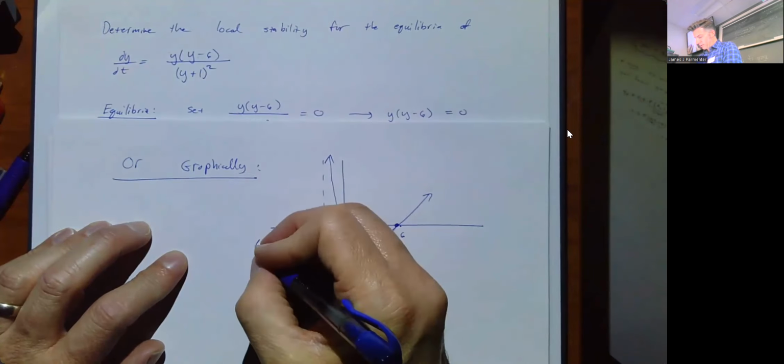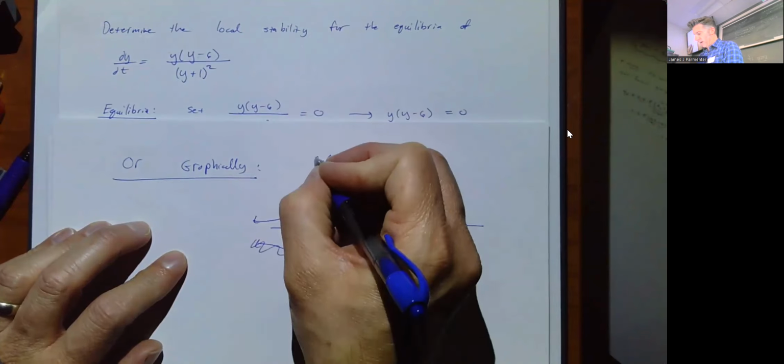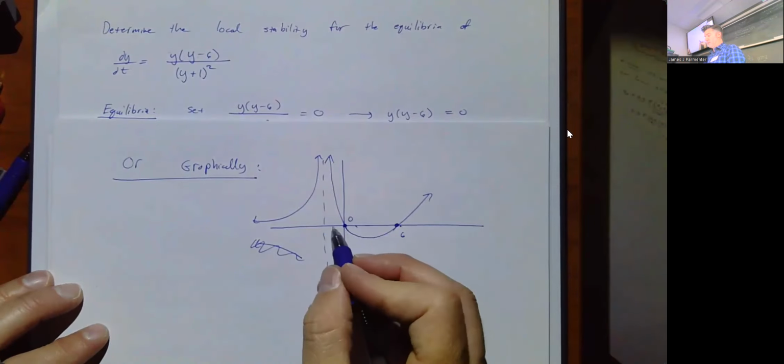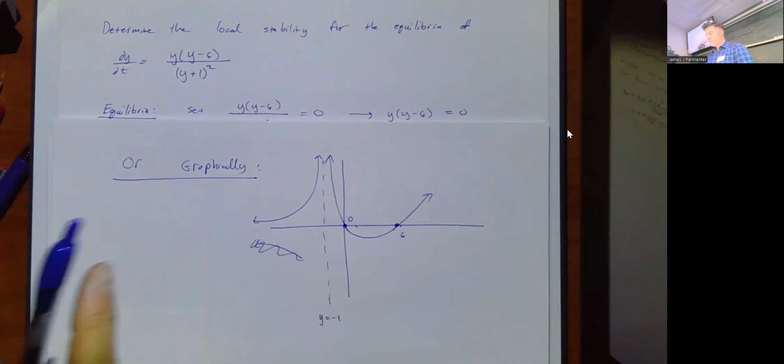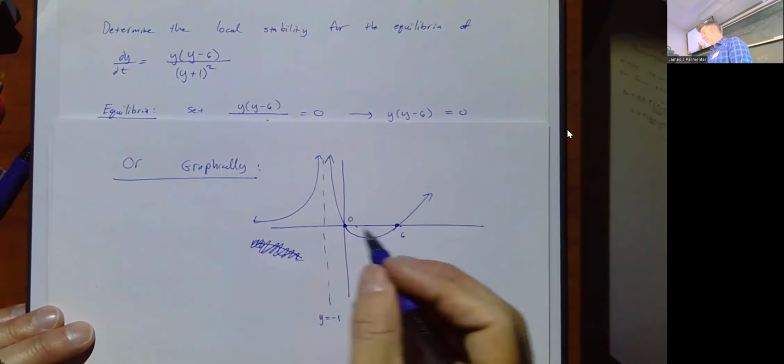It probably does something like this over here. I don't really care, because that part's not important. The only part that's important is what's happening on either side of 0 and either side of 6. And then we have to label these axes correctly.